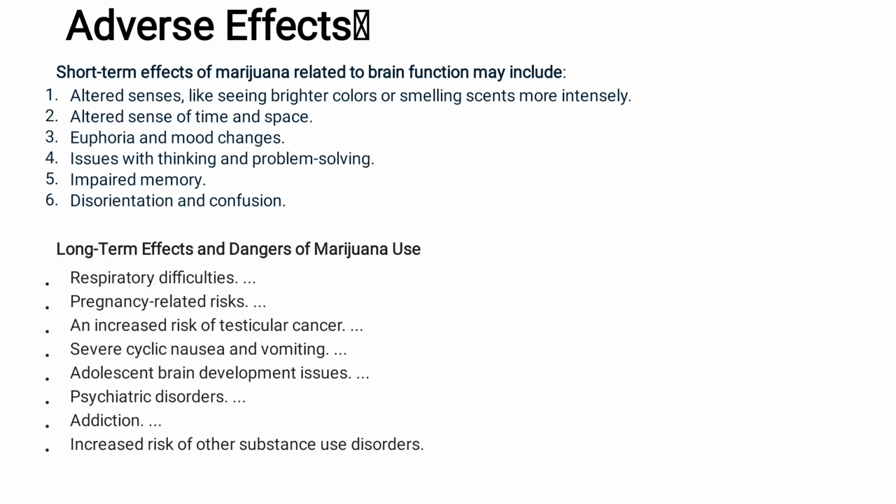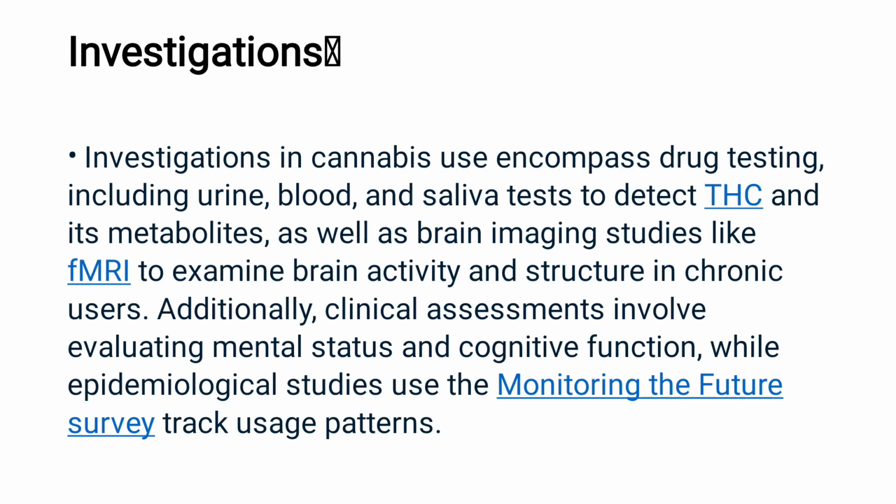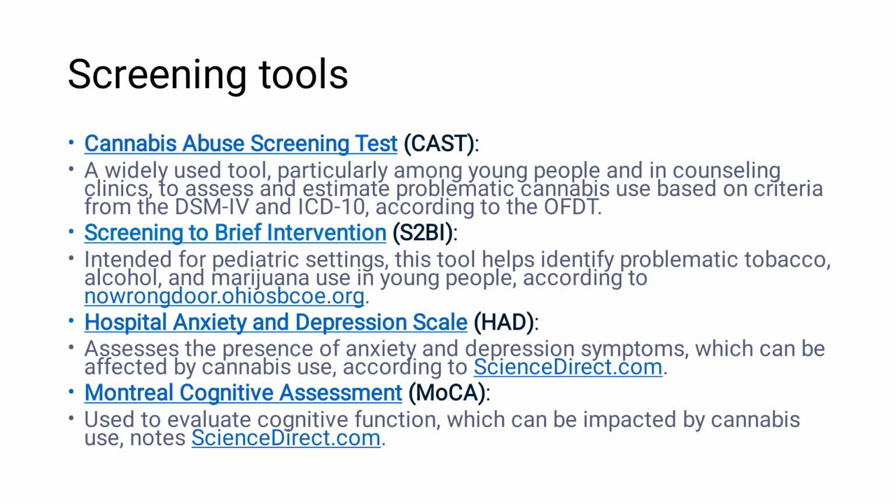Adverse effects of cannabis use: the short-term side effects of marijuana use include euphoria, impaired memory, disorientation, and confusion. The long-term side effects of marijuana use include respiratory difficulties, pregnancy-related risks, severe nausea and vomiting, psychiatric disorders, addiction, and increased use of other substances. Investigations include drug testing in urine, blood, and saliva to detect THC. Screening tools for cannabis use are written here.